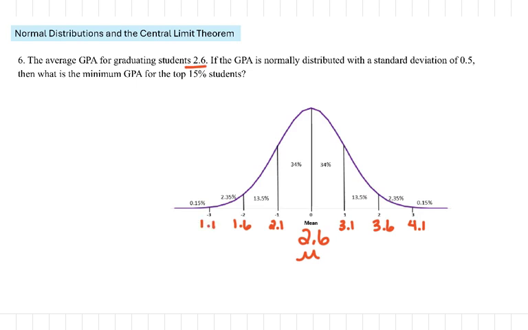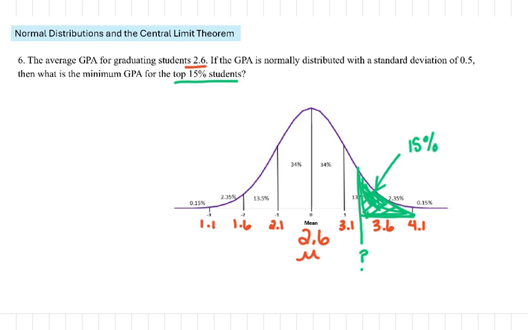And let's see what they ask us. What's the minimum GPA for the top 15% students? Top 15 means it will be on the right. The top 15% will be somewhere in here, just as I estimate it. I shouldn't label it there. We want to know what is the value that would make this area here, this area to the right, the top 15%.